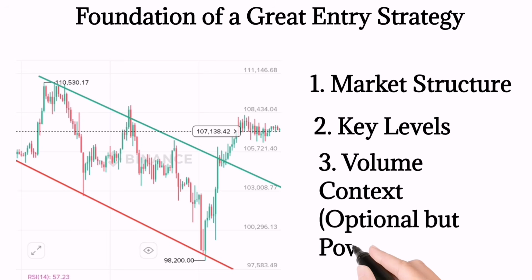3. Volume context, optional but powerful. Check the volume. Is it increasing during a breakout? Is it fading near a resistance zone? Volume gives life to price. If price is moving but volume is weak, be cautious, it might be a trap.